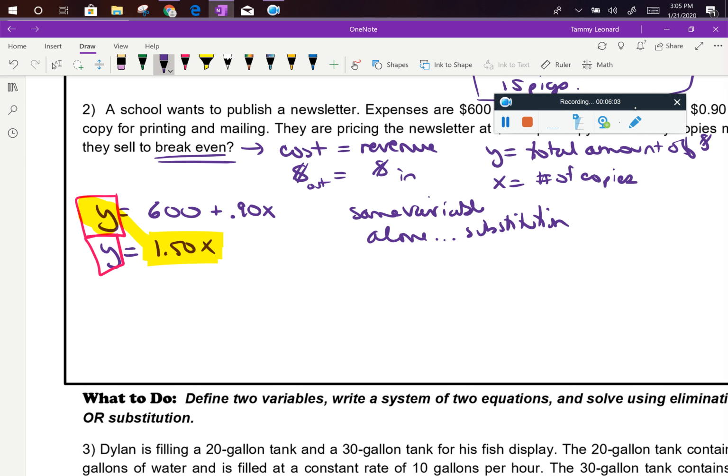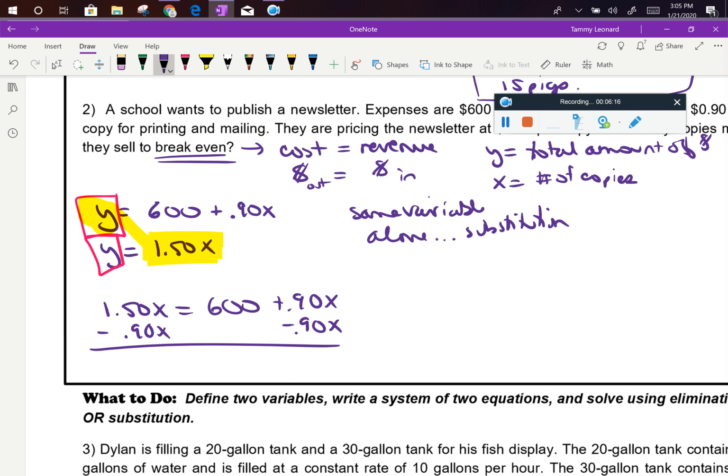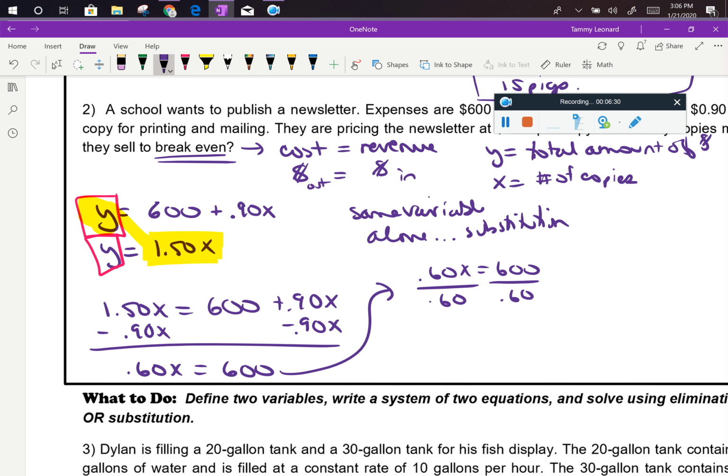So that gives me 1.50x equals 600 plus 0.90x. Well, if I'm trying to get all my x's together, I would subtract 0.90x from each side. So $1.50 minus 90 cents is 60 cents. So I have 0.60x equals 600. If I rewrite that over here so that I have room to show my work, I can see that I need to divide both sides by 0.60, which tells me that I can make 1,000 copies.